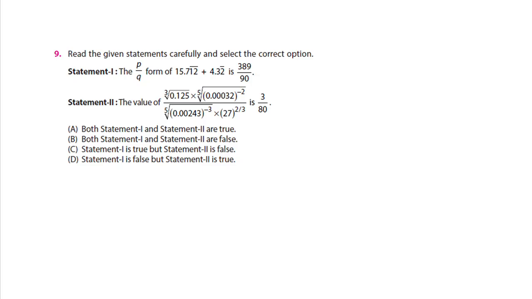So we need to confirm the accuracy of these two statements, and then we're good to move on to our next question. The options say: the first one, both are true; the second, both are false; the third, the first is true but the second is false; and the other says the first is false and the second is true. So what can we do here exactly?